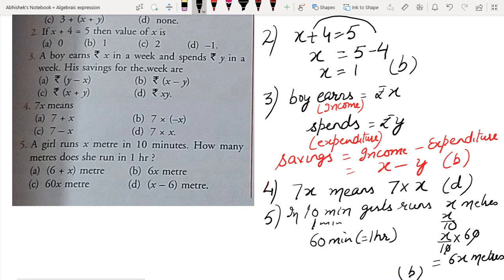Look at the sum again. We want to find meters, so we will keep meters on the right hand side. A girl runs x meter in 10 minutes. In 1 minute, x by 10. And in 60 minutes, x by 10 into 60, that is equal to 6x meter. So our B option is correct. Thank you.